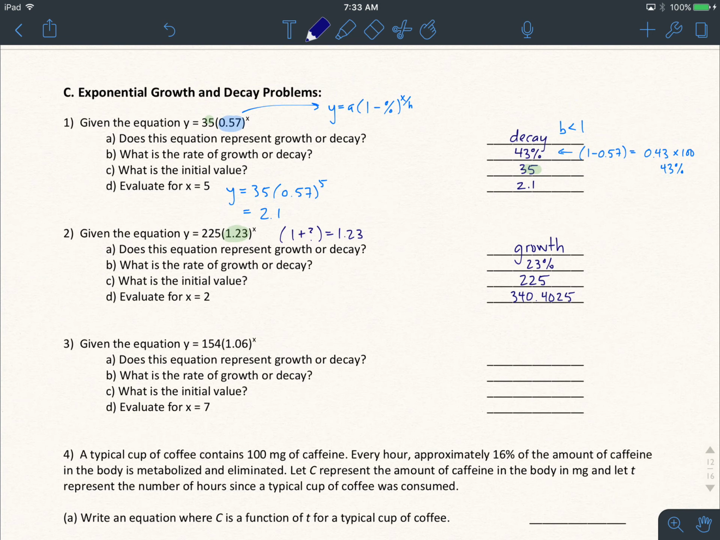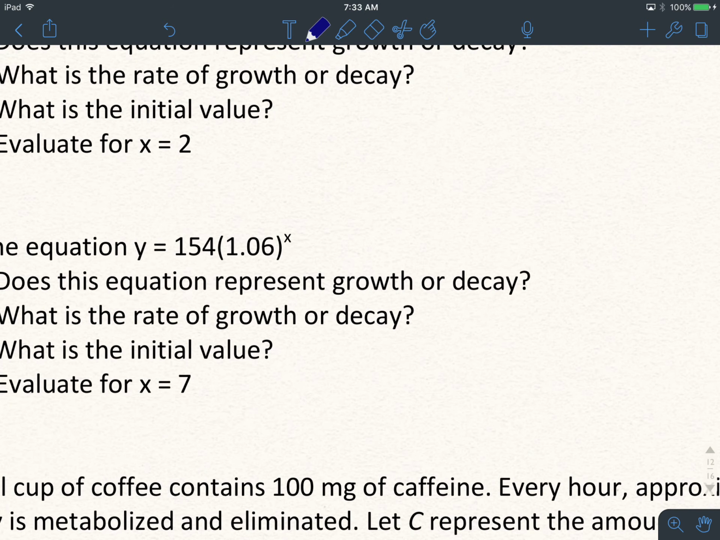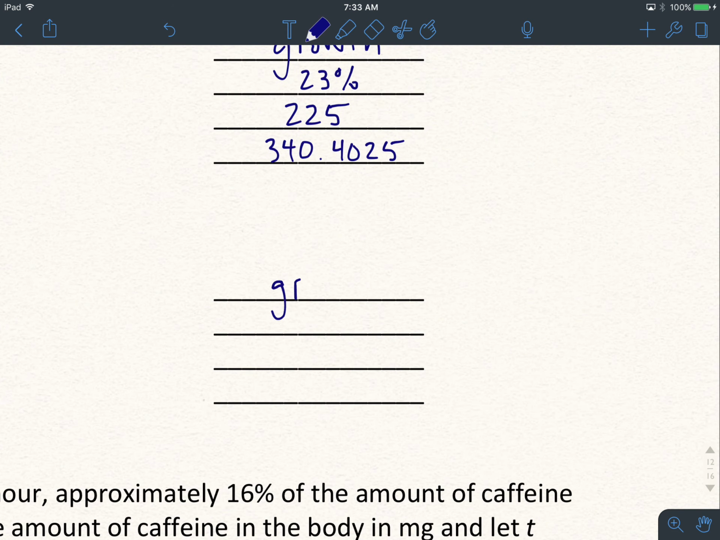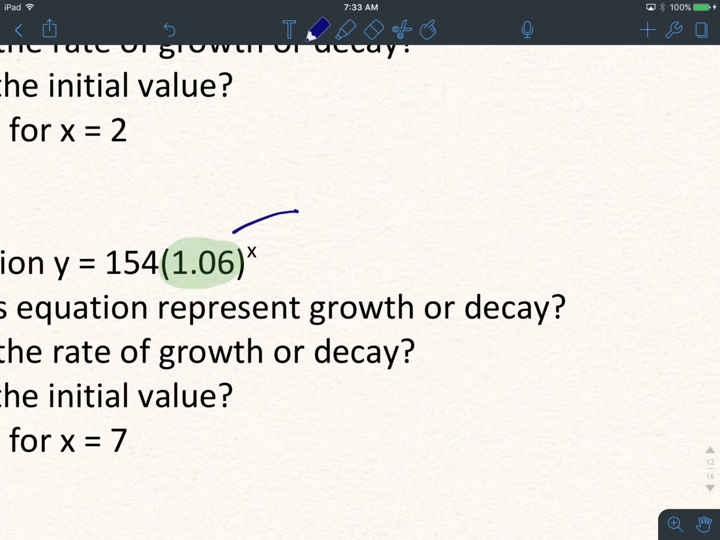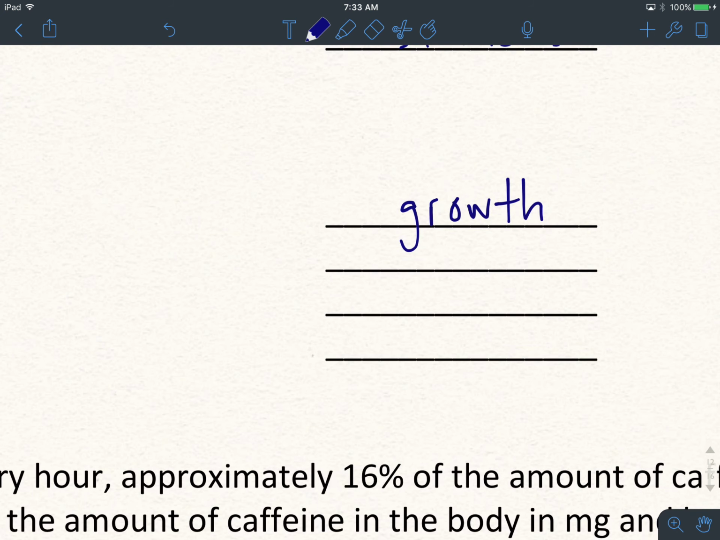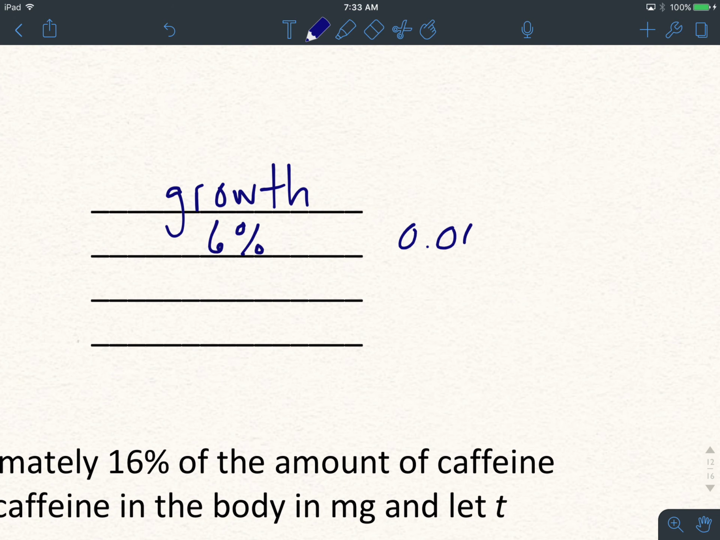So we have given equation 154 times 1.06 to the exponent x. Is this going to be growth or decay? Hopefully it's obvious to you now, this value here is larger than 1, so this is going to be growth as well. And we have a growth rate. So again, we had originally this bracket was going to be 1 plus a percentage. What was that percentage going to be? To get us to 1.06, well, we're adding 0.06, which is going to be 6%. And the way that you can figure that out, if you want to, is you can take the piece that was added and multiply it by 100 to get back to the percentage itself.